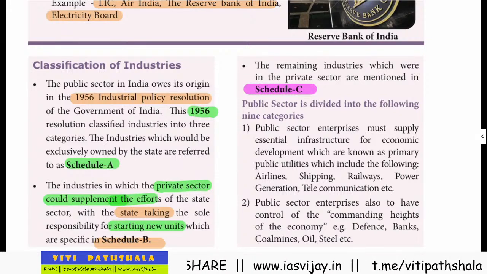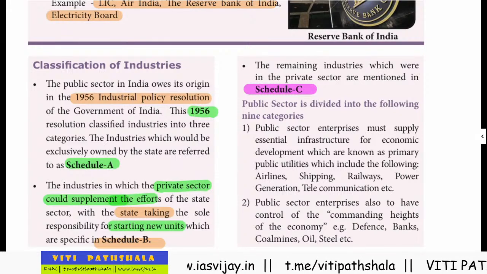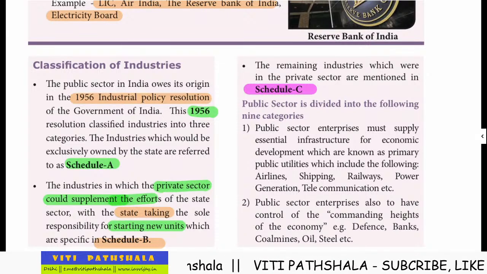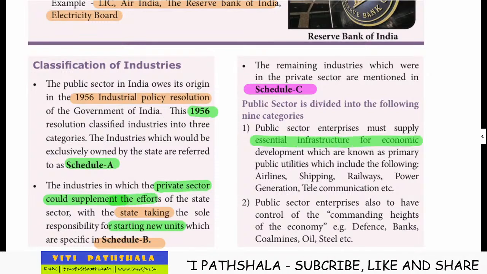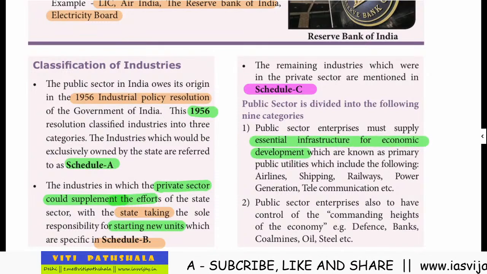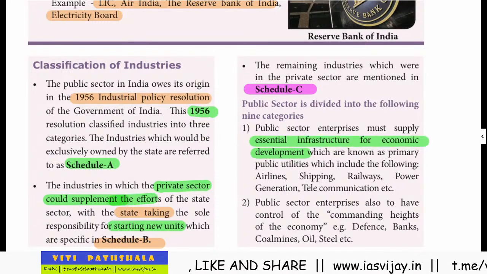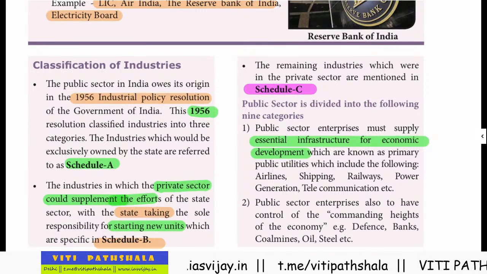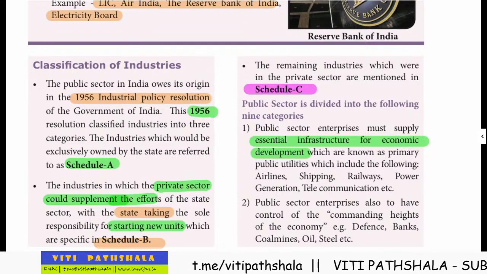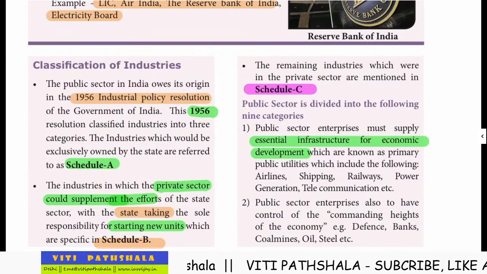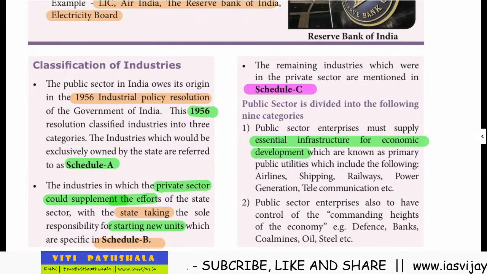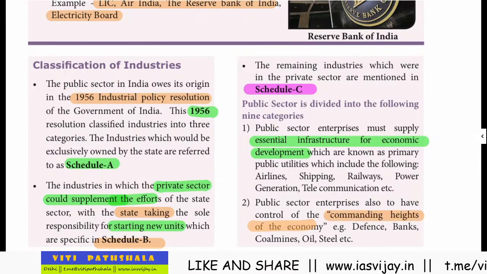सबसे पहला आपका था private sector enterprise must supply the essential infrastructure for the economic development. Means essential infrastructure for economic development, which are known as the primary public utilities, which include following: airlines, shipping, railways, power generation, telecommunication, etc. Then next comes is your the public sector enterprise also to have the control of the commanding heights of the economy.